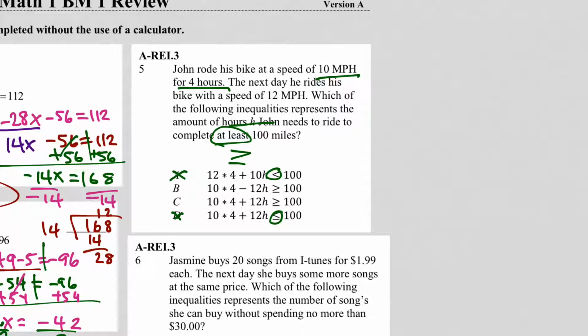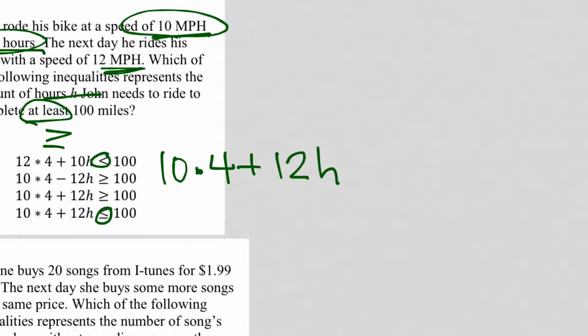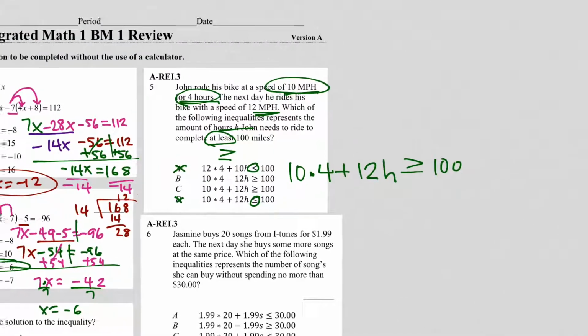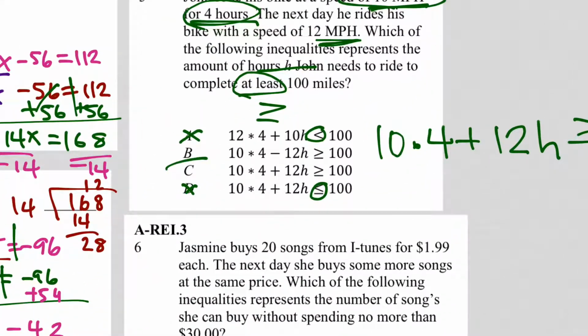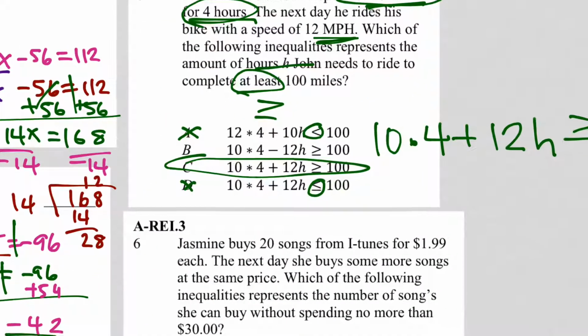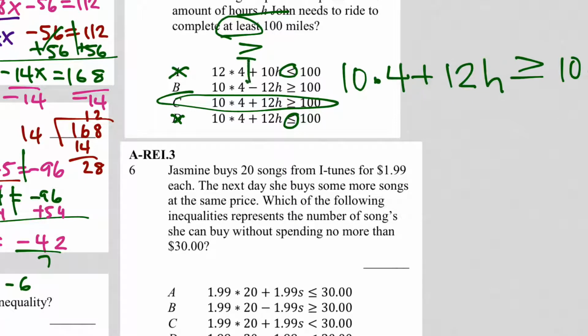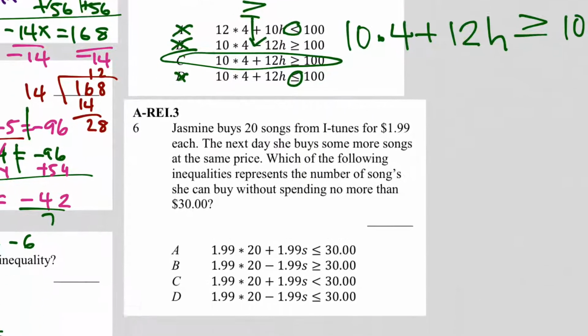So when you're writing miles, you're adding. So I'm going to do 10 times 4 plus 12 miles per hour that he rode on the next day. And it's per hour. So the 12 gets a variable, and it needs to be at least 100 miles. So that I know is going to give me C. Not B, because they're subtracting, and we're not subtracting.